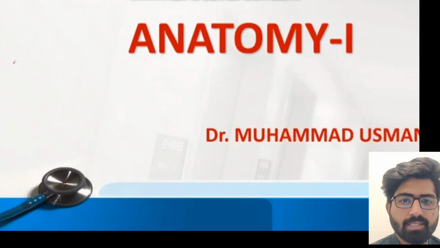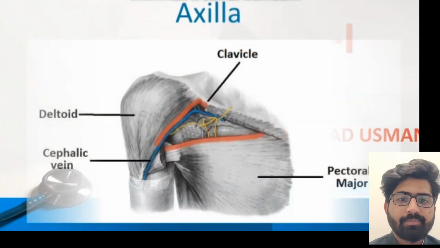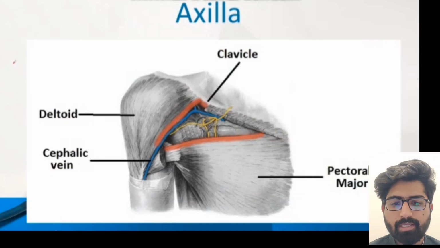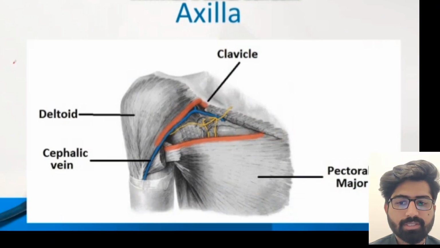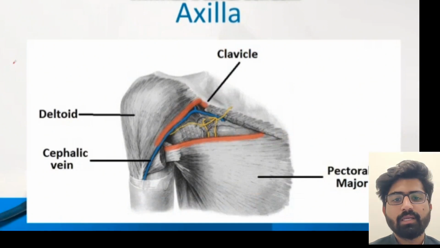Today our topic is the regions of the upper limb. Axilla. The axilla is a pyramid-shaped structure, and it has been shown here with the different structures: deltoid, cephalic vein, pectoralis major, and clavicle, which form the boundaries of the axilla.